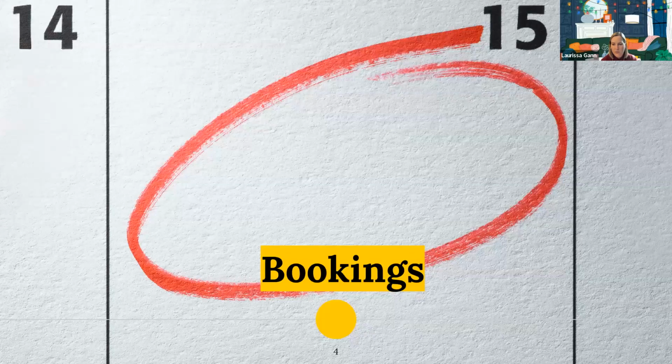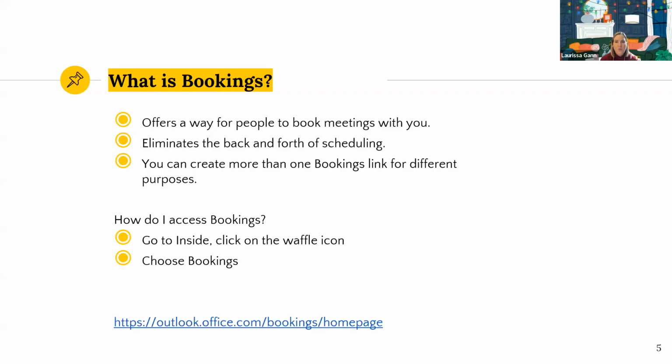We're going to jump right into Microsoft Bookings. So what is it? What are we talking about? Microsoft Bookings is part of that Office 365 suite. It offers a way for people to book meetings with you. So it eliminates some of that back and forth of scheduling where somebody emails you and you email them back and back and forth and back and forth. You can create a single bookings link for yourself, or you can create several bookings links for different purposes, and we're going to look at that.